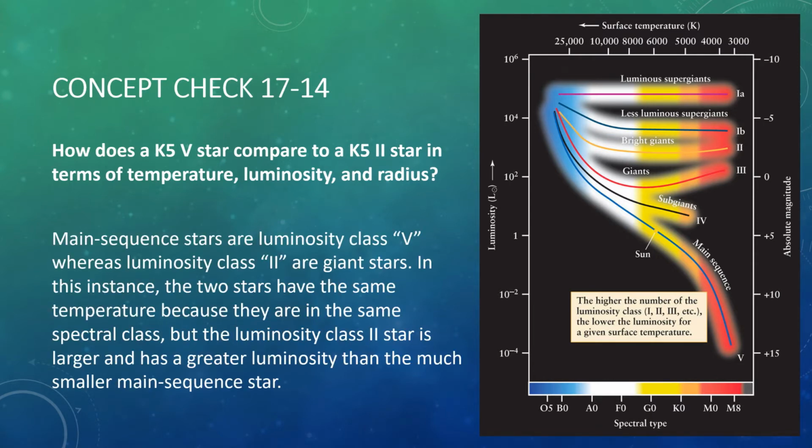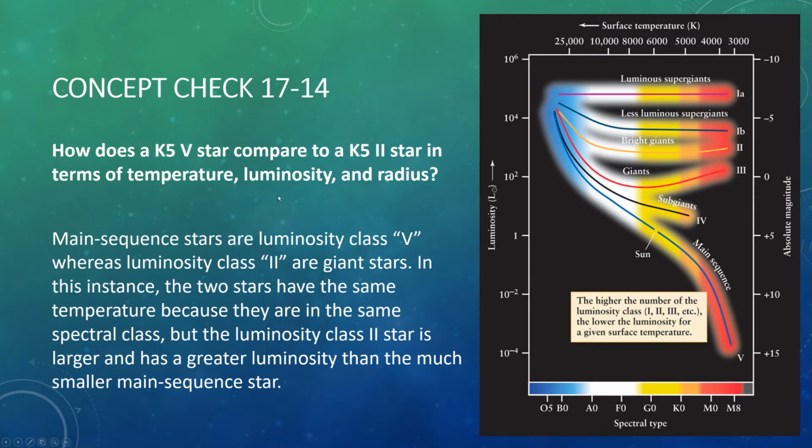All right. Well, main sequence stars are luminosity class V, whereas luminosity class 2 stars are giants. So right away, just because one is a V and one is a 2, we know that one's a main sequence and the other is a giant. In this instance, we know that the two stars have the same temperature because they're both K5, right? K5 is the same as saying what the temperature is. So they do have the same temperature, so that crosses out our temperature question.